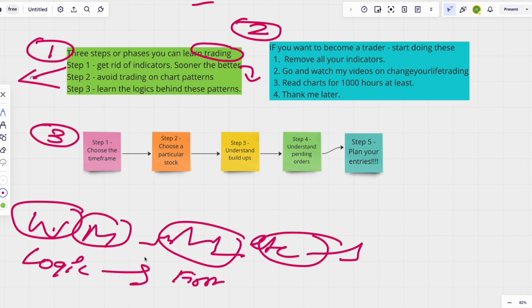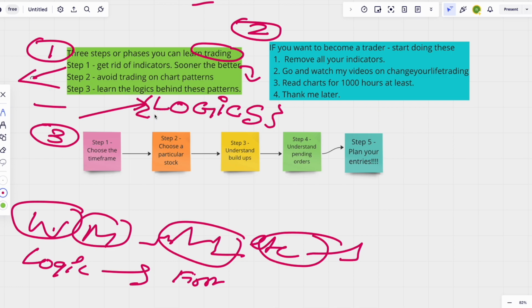Step 3, learn the logics behind these patterns. After avoiding the chart patterns, indicators, support resistance, trend lines, and whatnot, you have to ultimately learn the logics. And what is logic? From your high schools, your schools, you have been only learning logics.